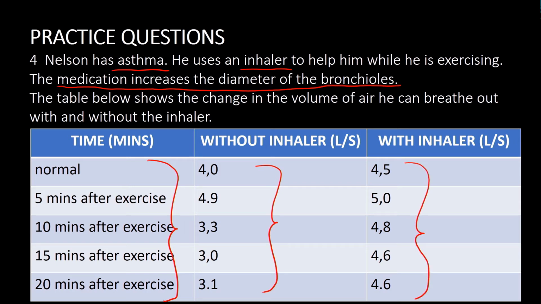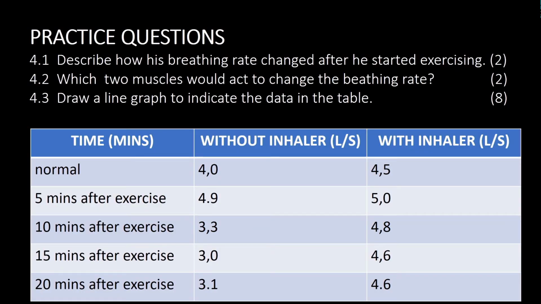So basically, before you even look at the questions, we say, okay, this is showing us that without the inhaler, he can breathe in a lot less air than he can if he uses the inhaler. Now, is that logical? Yes, it is, because what does the medication in the inhaler do? It increases the diameter of the bronchioles. Once you understand what the table is telling you, now let's start having a look at the questions.